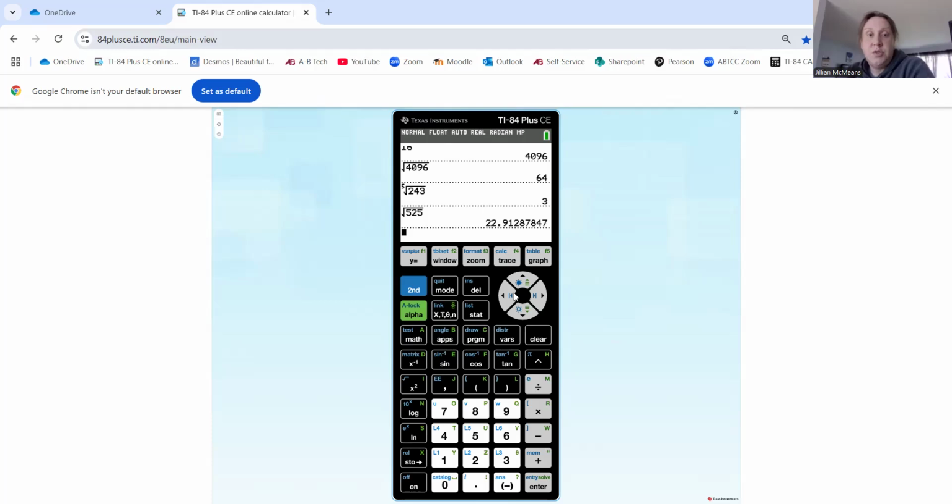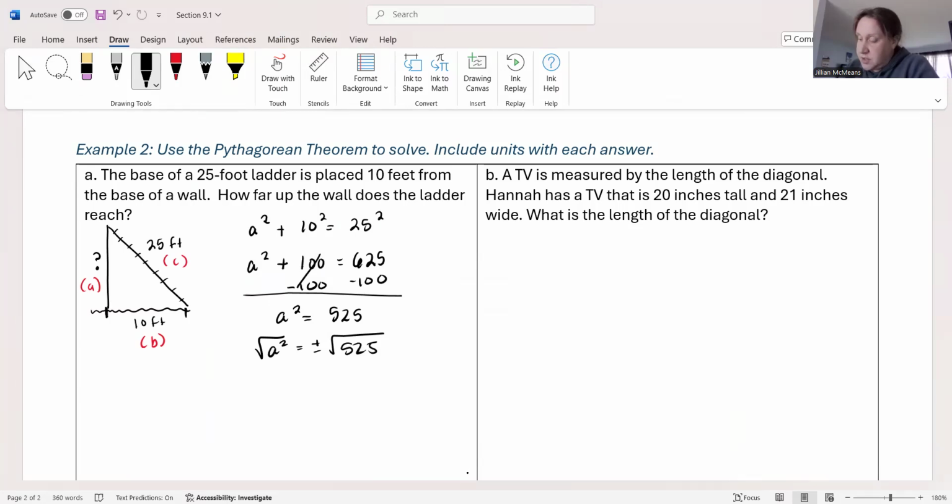Okay? So the square root of A squared is just A, and then we get plus or minus 22.9. Now, let's think about this. We have negative 22.9 and positive 22.9. One of those answers just doesn't make sense in this application. We're talking about the distance up a wall. Distance can't be negative, so in this case we don't need the plus or minus. We just need the positive. The negative 22.9 doesn't make sense. This ladder isn't going to be negative 22.9 feet up the wall. It's going to be positive 22.9 feet up the wall.